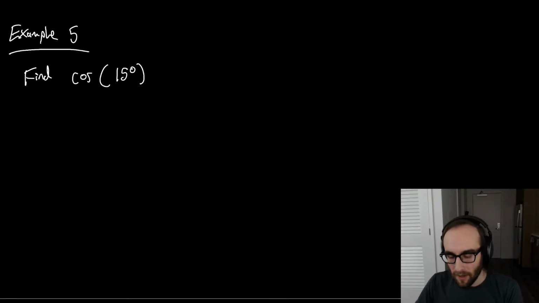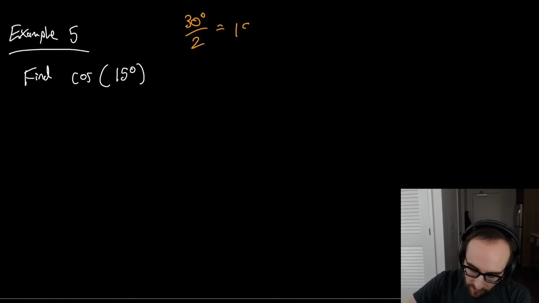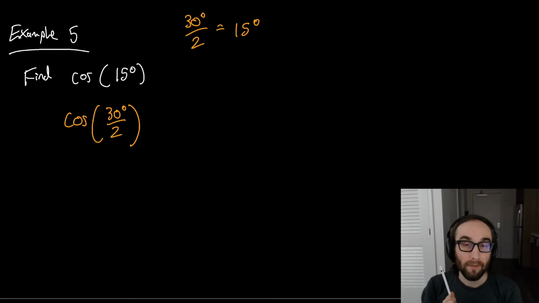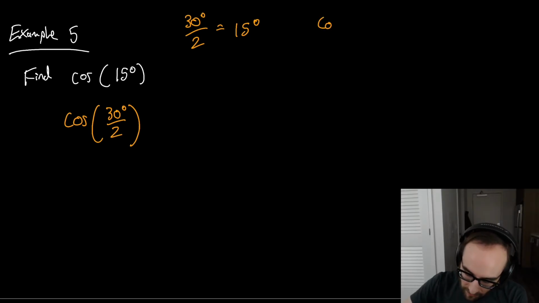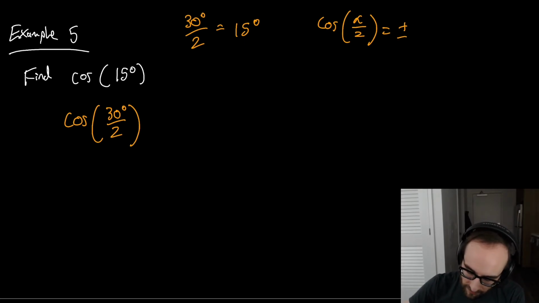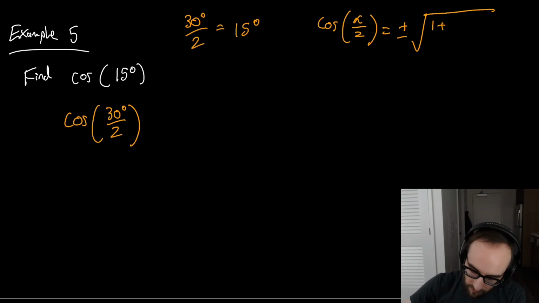We don't know what this is offhand, but thankfully we do know that 15 degrees is half of 30 degrees. 30 degrees over 2 equals 15 degrees. So what we can do is rewrite this as cosine of 30 degrees over 2, and then use our half angle formula to help us out. As a reminder, I'll write it up here. Cosine of alpha over 2 is equal to plus or minus the square root of 1 plus cosine alpha, all over 2.